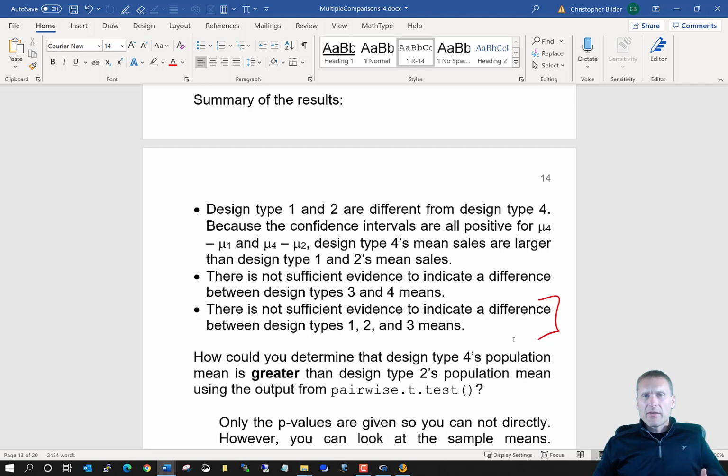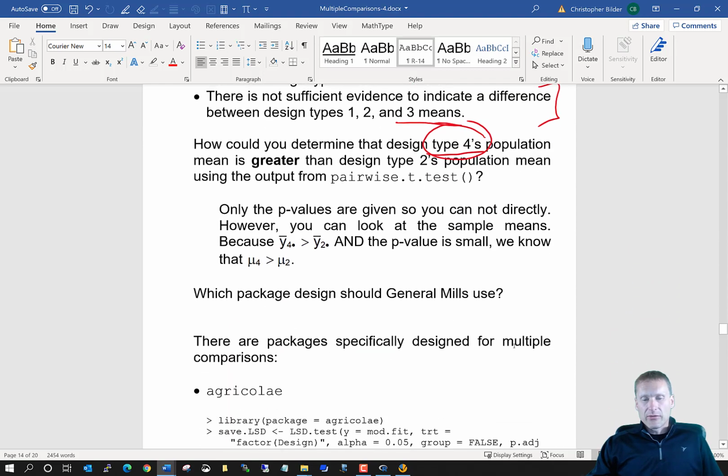So because of that, then, and also because we want to know which of these mu sub i's is actually the greatest based upon information from our sample. Remember how the sample mean for design 4 was actually the highest. And because I can't say that design 3 has a different mean from design 1 and 2, that means I would go with design type number 4 as essentially the best of these design types in terms of maximizing my sales.